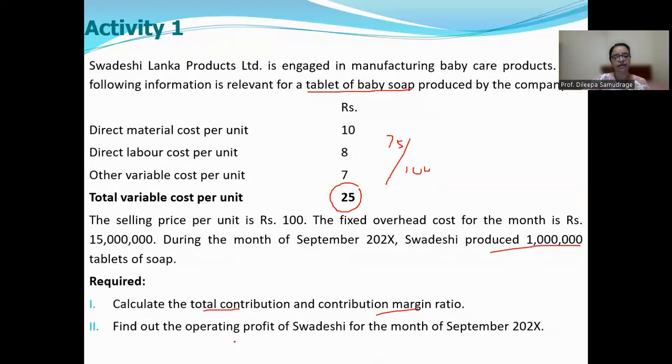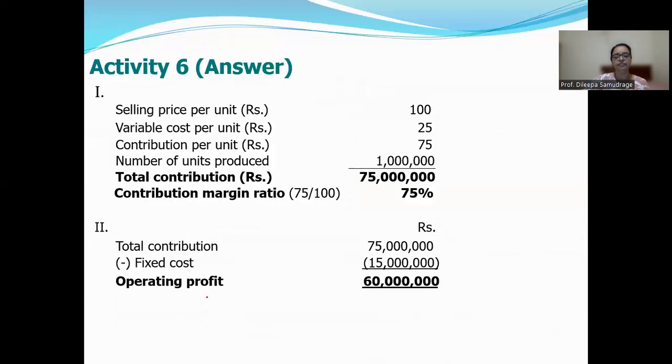Then the second one, find out the operating profit of Swadeshi for the month of September. So the operating profit is 60 million. The total contribution is how much? 75 million. So from the 75 million, you have to deduct the total fixed cost. You deduct it from the total contribution, then you get 60 million. Clear? So these are very simple examples, right? Everyone clear?